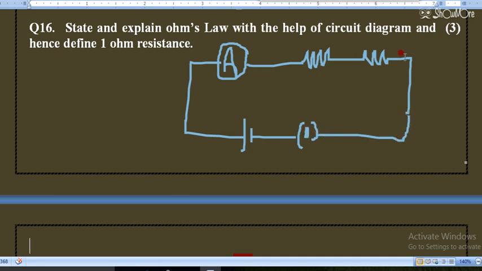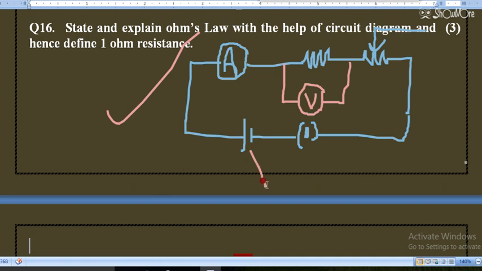So this will be the variable resistance. You can mention it as a rheostat. If you want to attach a voltmeter, you can attach it here, because a voltmeter is always connected in parallel combination. So this can be the circuit diagram which can be used to verify Ohm's law. So it is V, and the rest are the things you know better.